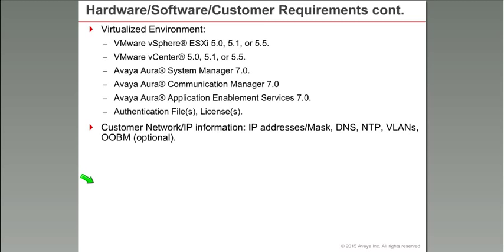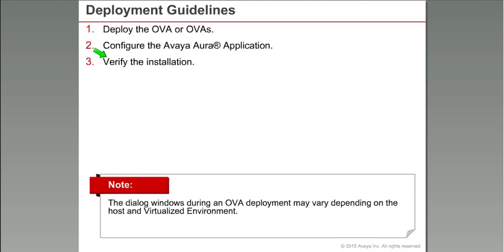So in a customer provided environment, you need to use ESXi 5.0, 5.1 or 5.5, part included in a vCenter, and the same application OVA files that we've just been talking about, so all the rest is the same. Okay, so you deploy the OVAs, you configure the application and verify the installation.